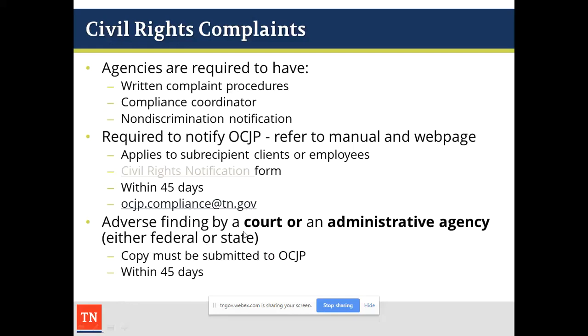If there is an adverse finding by a court or administrative agency, whether that's federal or state, a copy must be submitted to us within 45 days.